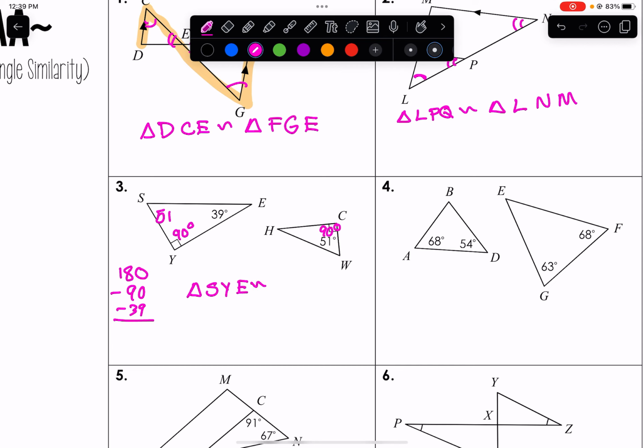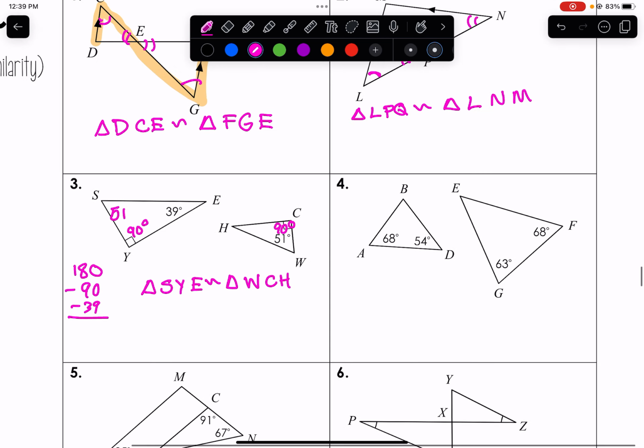SYE is similar to triangle WCH. So here we have 68, 54, 68, and 63. I can double check to make sure that my third angle is not going to match either of the other ones. So 180 minus 68 minus 54 gives me 58. So I do not have two pairs of congruent angles, so these are not similar.